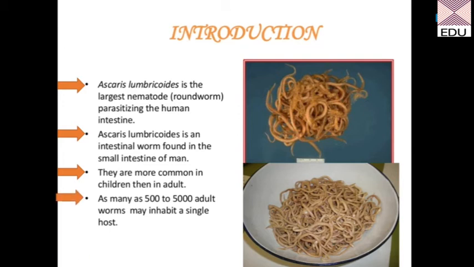As many as nearly 5,000 adult worms may inhabit a single host. So just imagine if you have 5,000 Ascaris in your intestine. So that is a complete, I think, blockage of the intestine. So you should be very well aware about the life cycle of this particular parasite and how to get rid of it. You should know the precautions to get rid of this particular animal.